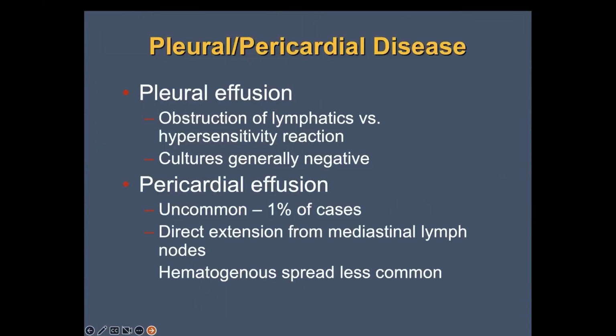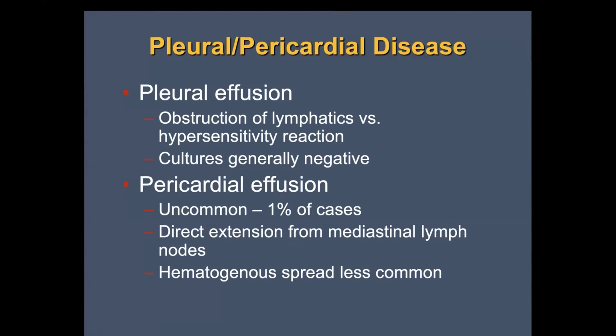Sometimes the lymph nodes rupture into the pleural space or into the pericardium, and so you can get effusions in both of those areas. Pleural effusions are more common than pericardial effusions. And pleural effusions are thought to be often perhaps more of a hypersensitivity reaction. So they're going to be more serous transudates. They're not going to be exudates necessarily. And if you tap them, you usually won't grow anything out of there because it's more of a hypersensitivity response.